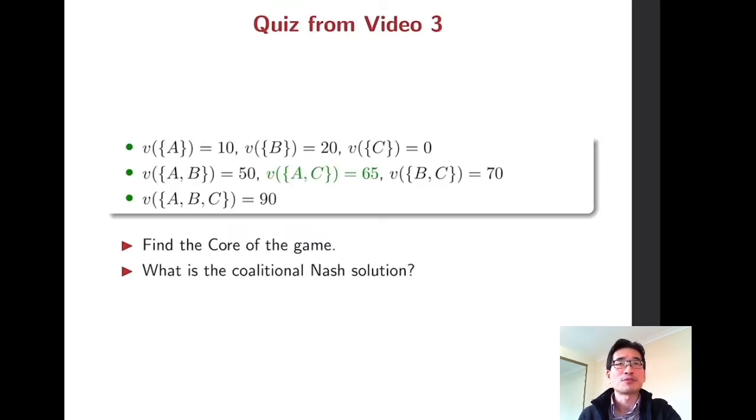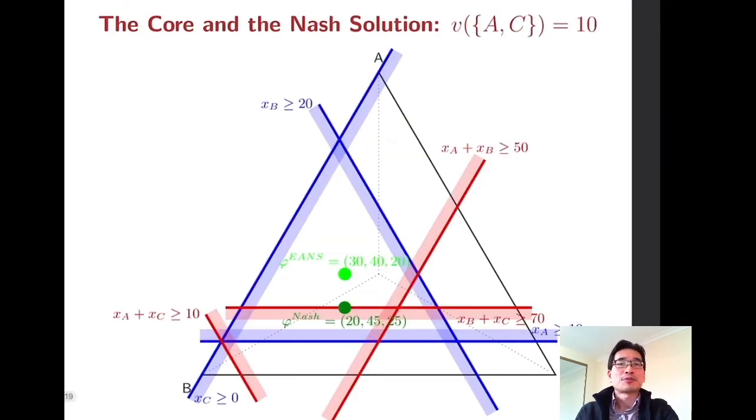So this is the quiz from the previous video. If you haven't done this, then please try to answer those questions by yourself. So this is what we did last video, and we defined the core, and the Nash solution is the most egalitarian point within this core. So that's the closest point from the equal allocation of a non-separable value. So this is the Nash solution.